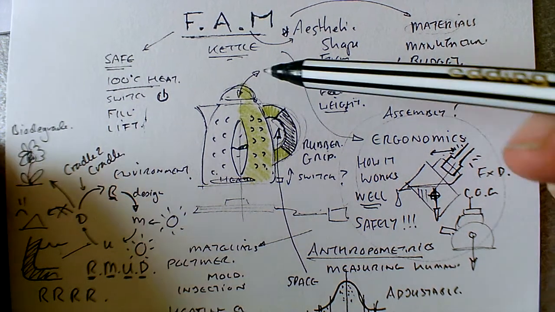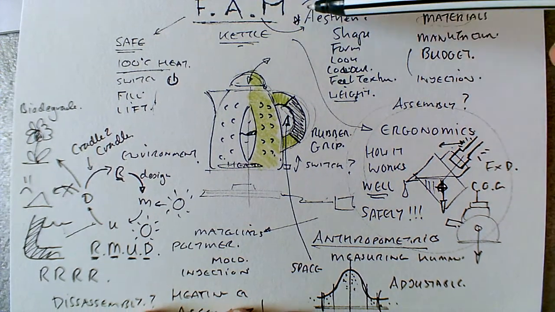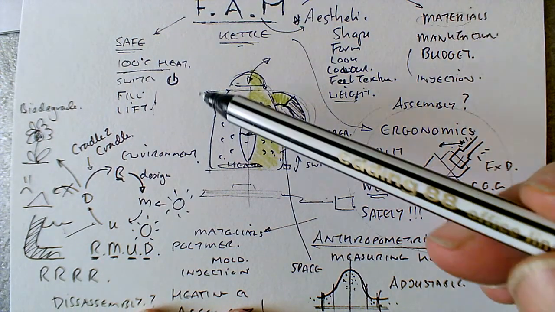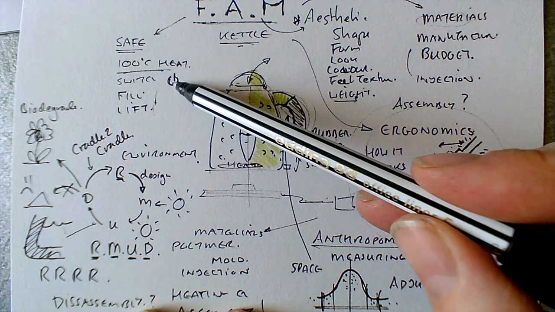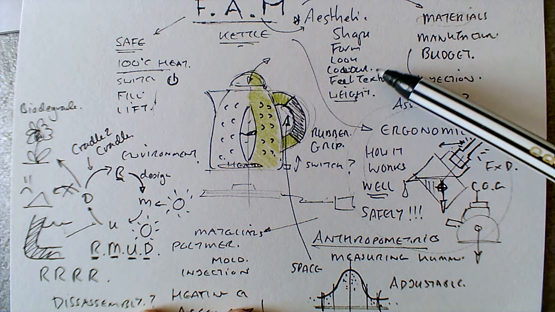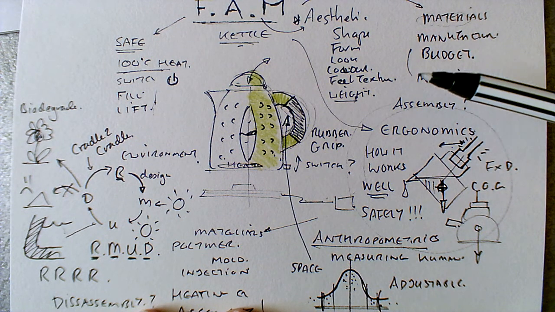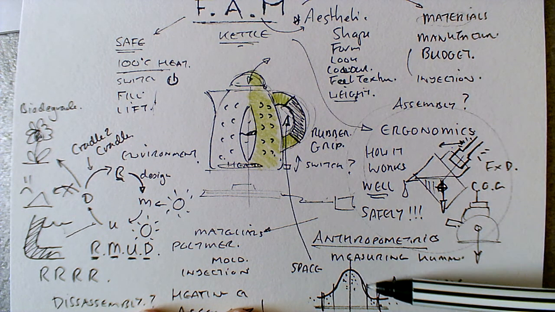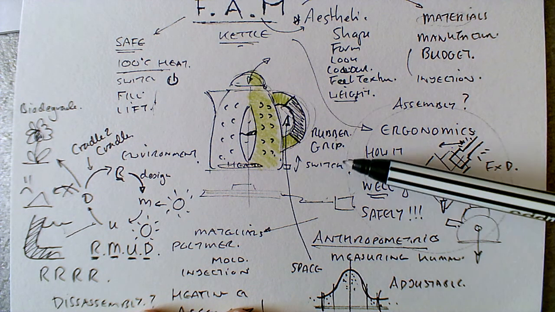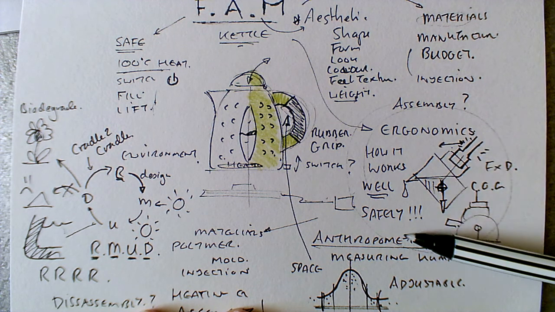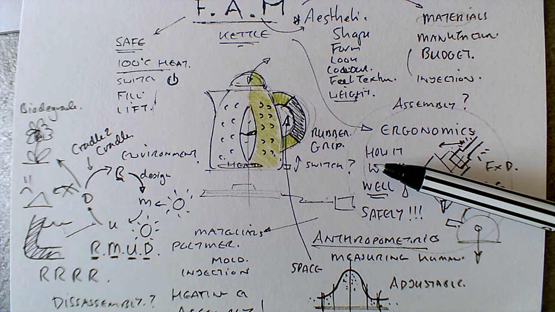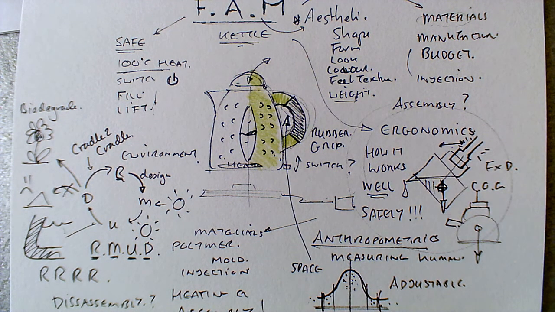So FAM, function, aesthetic and manufacturing, taking you round a product, thinking, how does it work? What does it need to do? What does it need to look like? What are the manufacturing process considerations? What about the anthropometrics, the measurements? Who's it for? The target market, the target users? How well is it going to work? What about the safety?